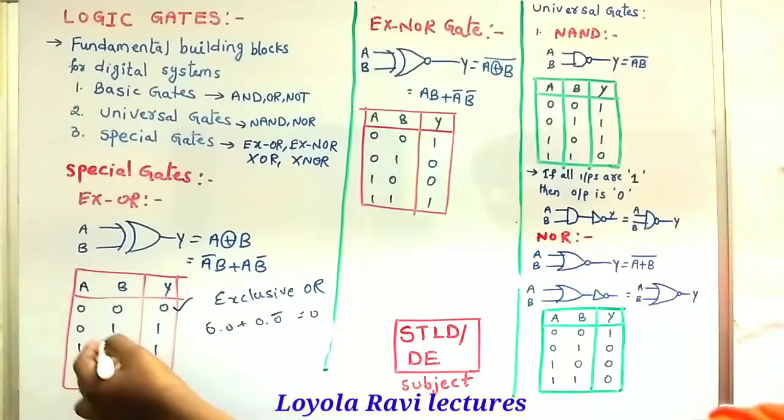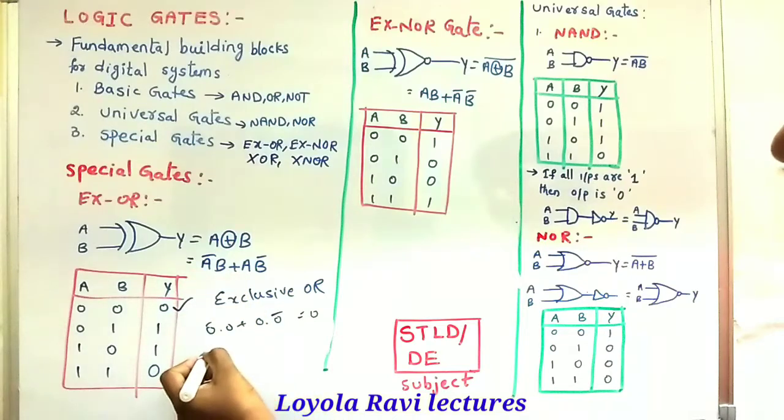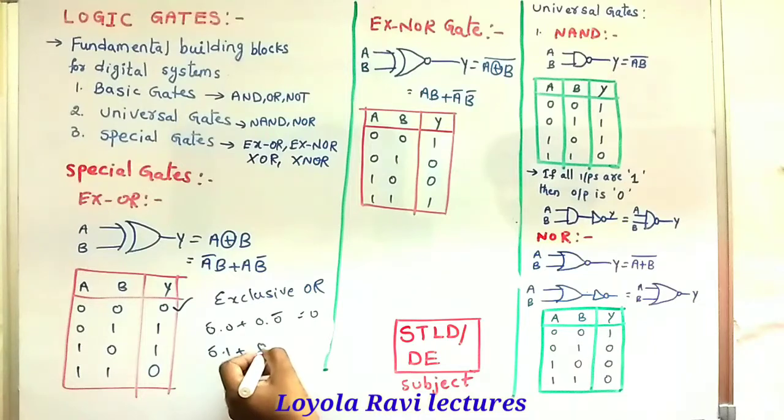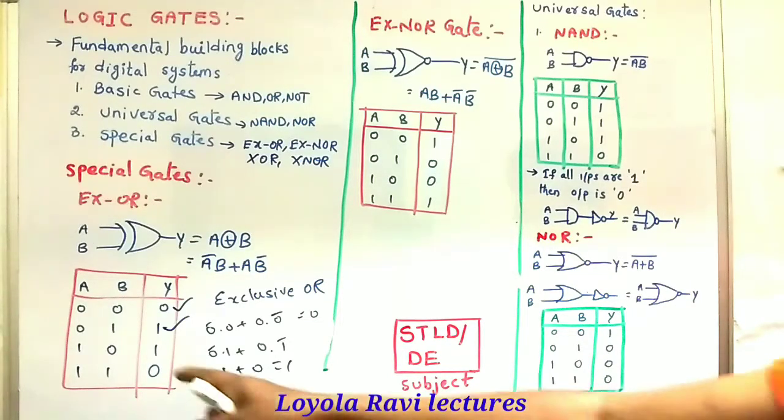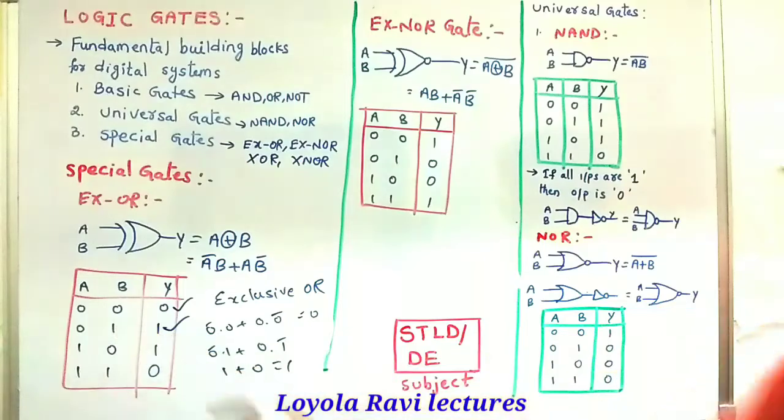Then 0, 1. Check this one: 0 bar into 1 plus 0 into 1 bar. See here, 0 bar is 1, 1 into 1 is 1, 1 plus 0 is 1. That is 1. It's like this for 1 0, and for 1 1 also 0. So see here, if inputs are same, then output is 0.